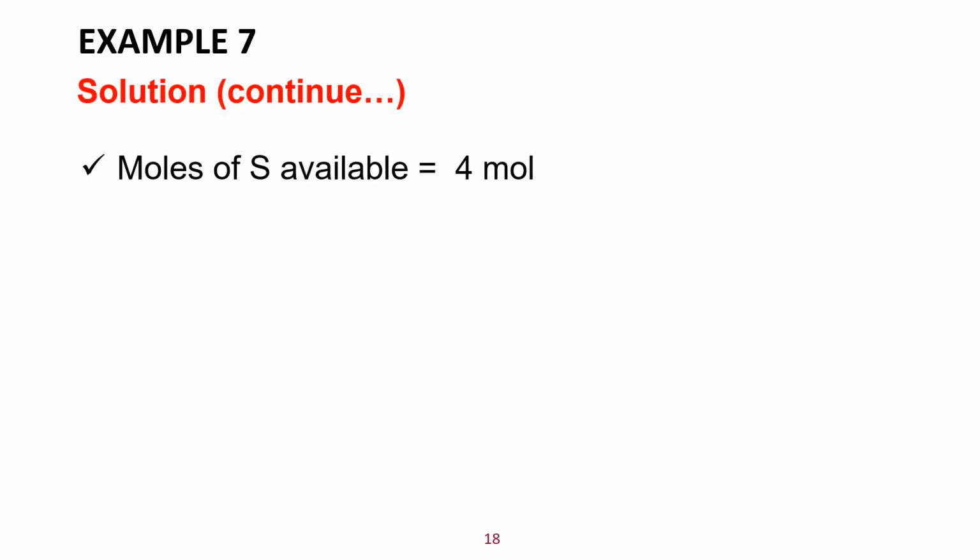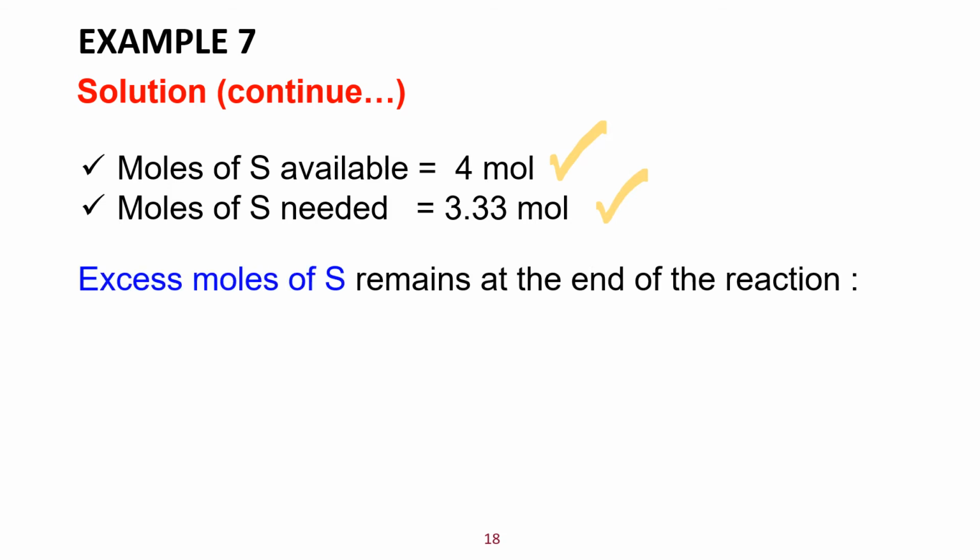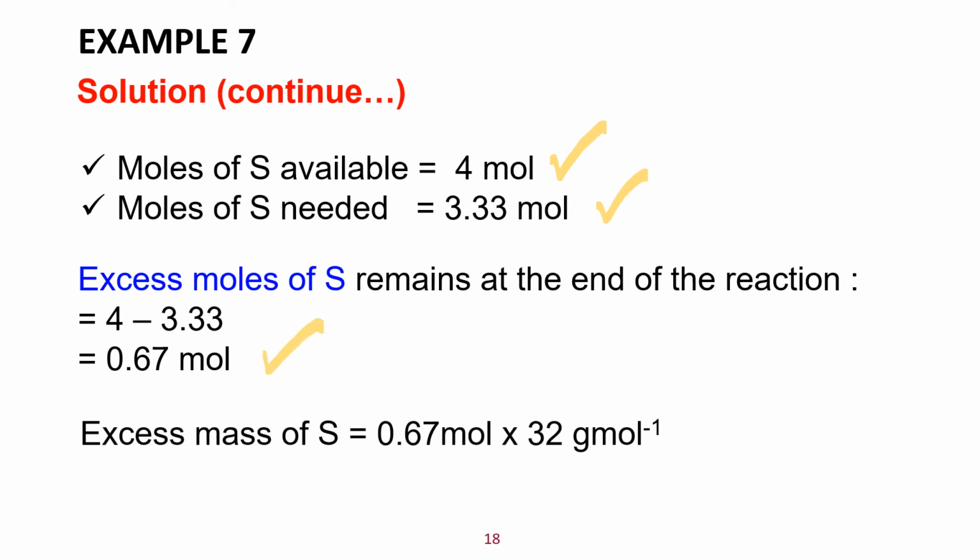Since the number of moles of sulfur available equals 4 moles, and the number of moles of sulfur needed is only 3.33 moles, we can calculate the number of moles of excess sulfur. From the calculation, we obtain the excess moles of sulfur, which equals 0.67 moles. From the number of moles, we can convert into mass by multiplying the number of moles with the molar mass. It will obtain the final answer as 21.44 grams.